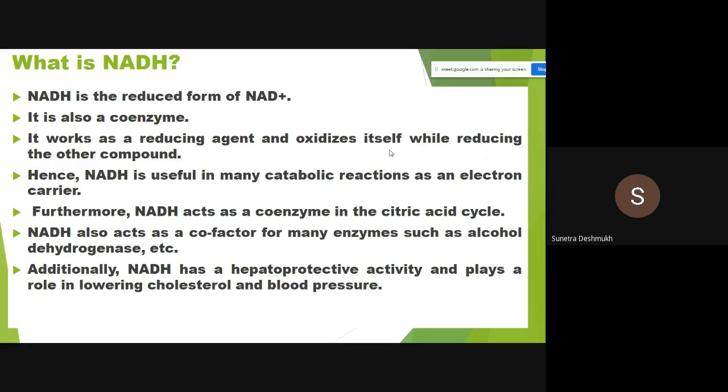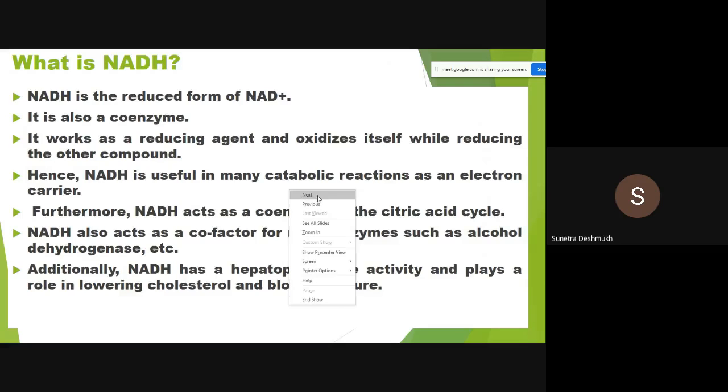So NADH, where H is mentioning those moieties, acts as a reducing agent and is oxidized itself while reducing the other compound by transferring hydrogen hydride. Hence, NADH is useful in many catabolic reactions as an electron carrier. Furthermore, NADH acts as a coenzyme in the citric acid cycle. NADH also acts as a cofactor for many enzymes such as alcohol dehydrogenase, etc. Additionally, NADH has a hepatic activity and plays a role in lowering cholesterol and blood pressure.